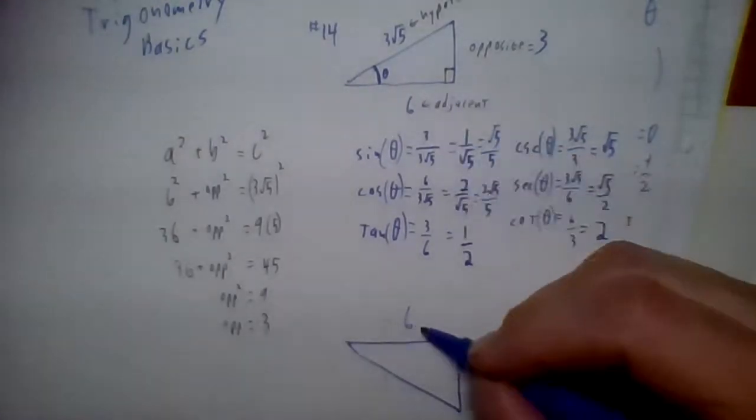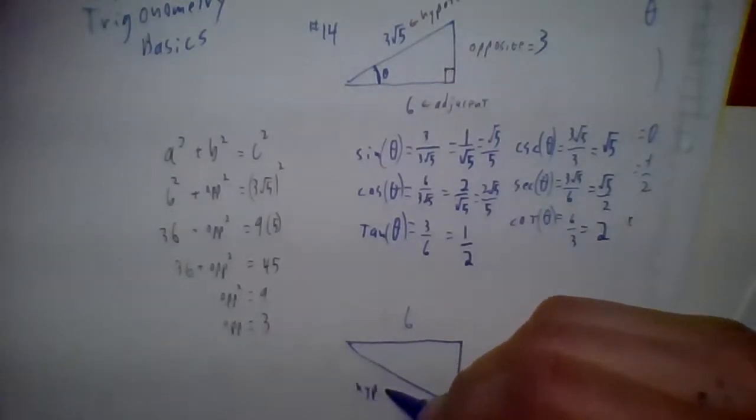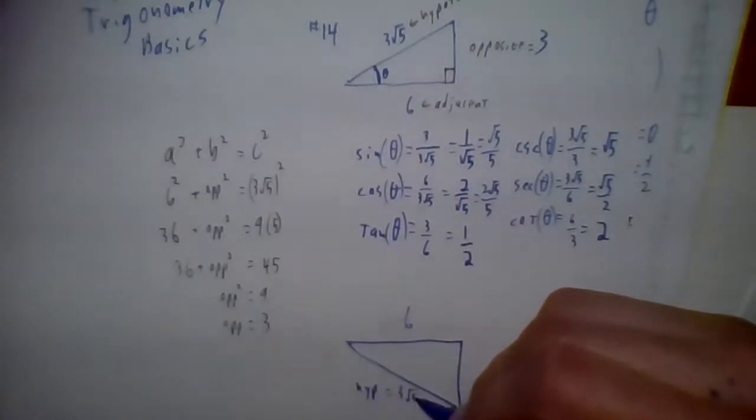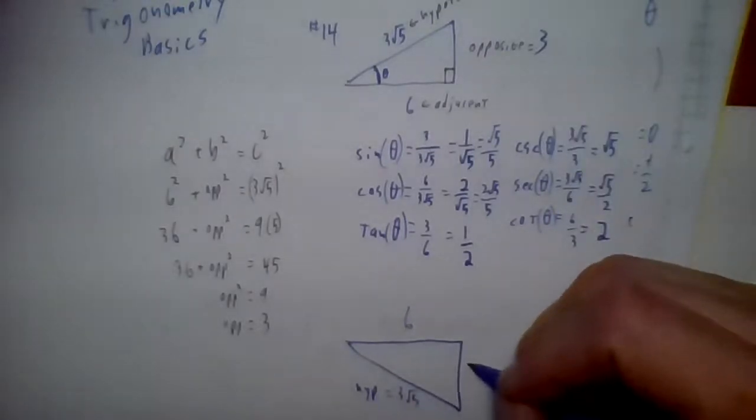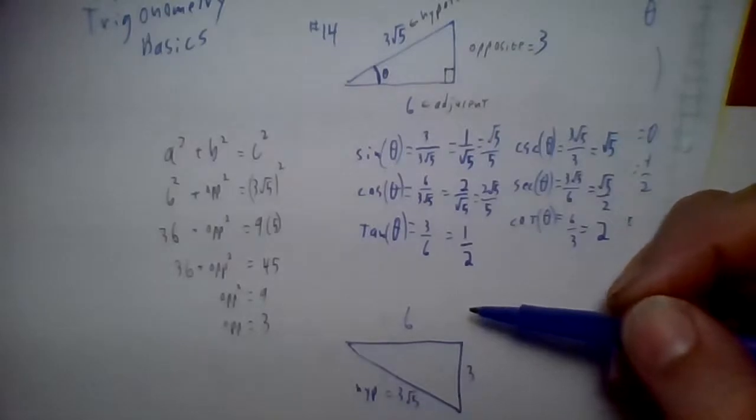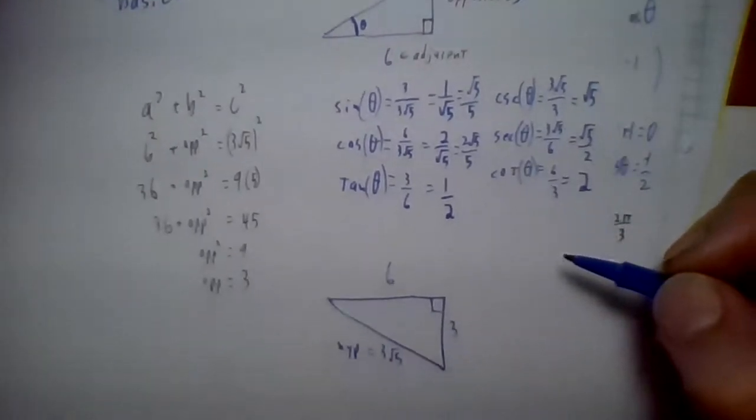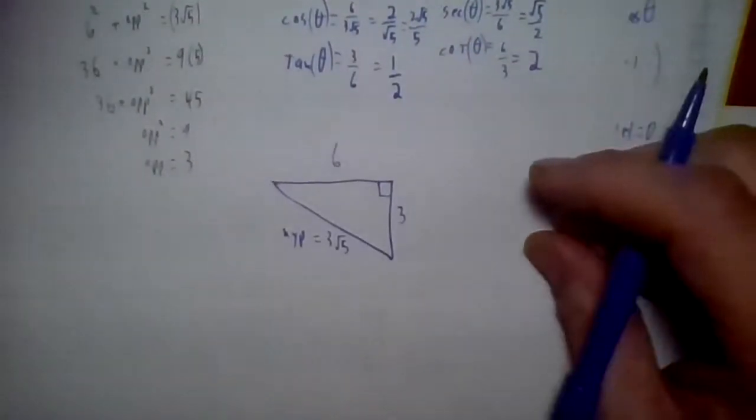So that adjacent side was 6. This hypotenuse over here is 3 square root of 5. And this opposite side is 3. This is really the same triangle, but if it's drawn this way around, there really is something different going on. Still a right angle in it. The direction that this is facing is a little different. We'd like to keep track of that.